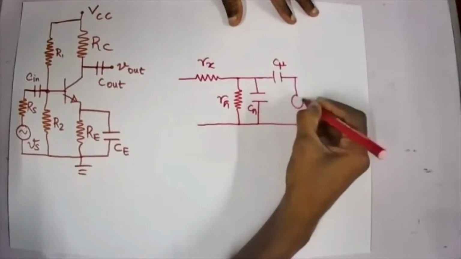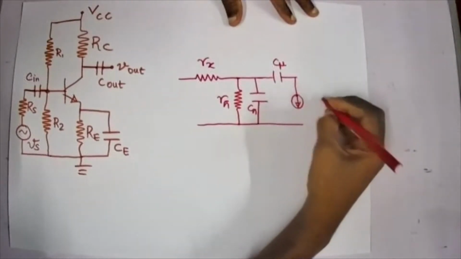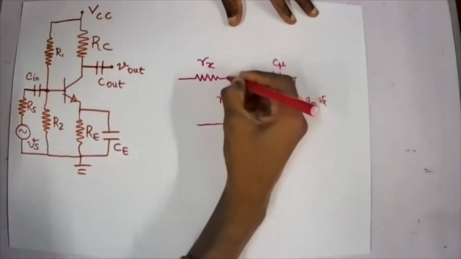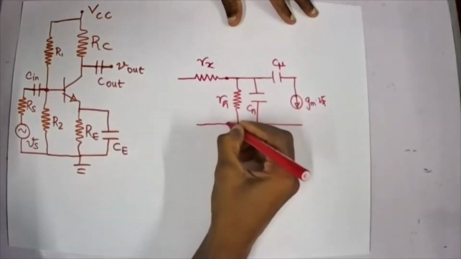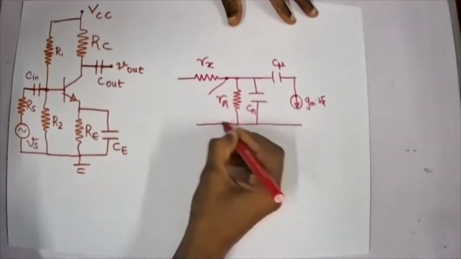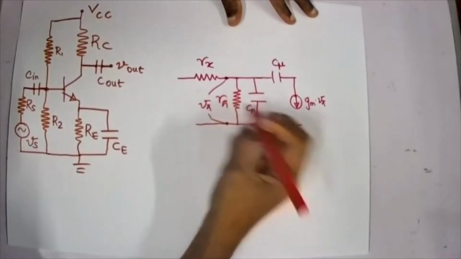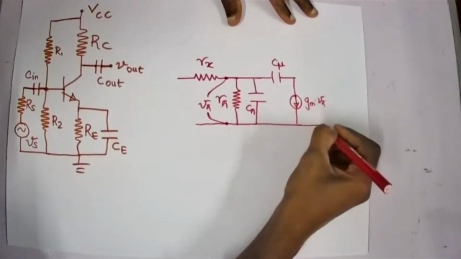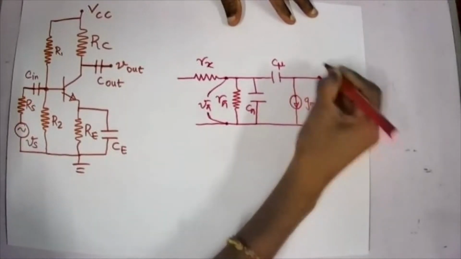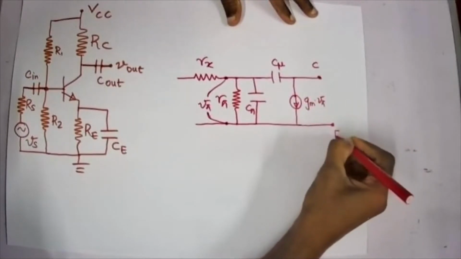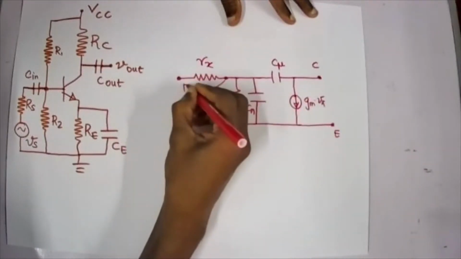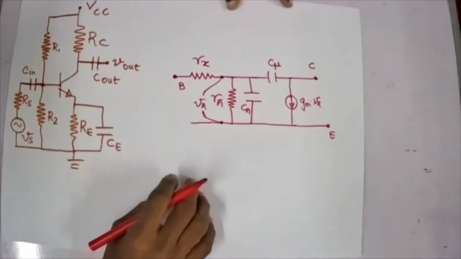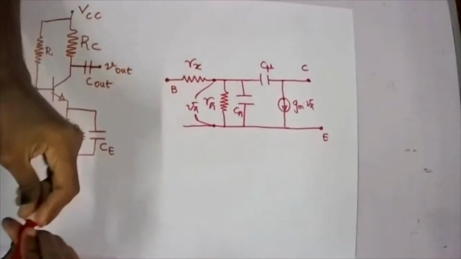And then we'll have my transconductance Gm into V pi. My V pi is actually the voltage across these two points, right, so this will be my V pi. So Gm into V pi, and this will be my collector. This is my emitter, and this one is my base terminal. Right, so this is the complete hybrid pi model of a bipolar junction transistor.